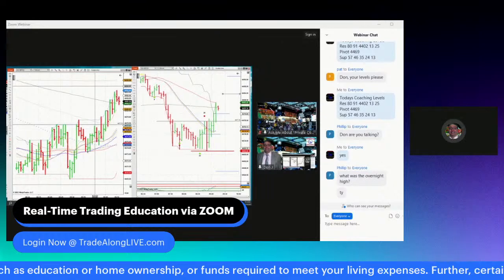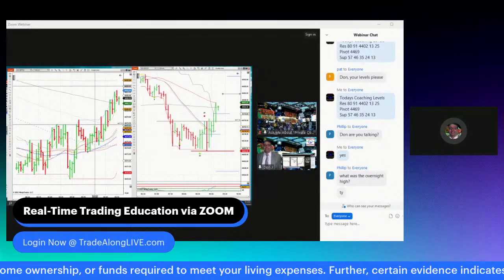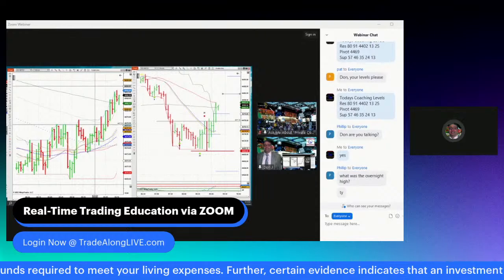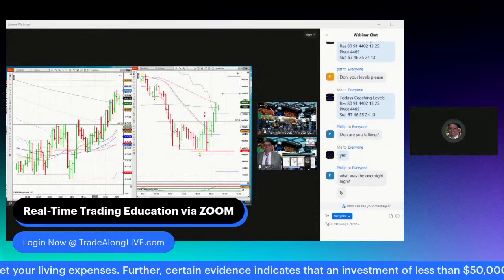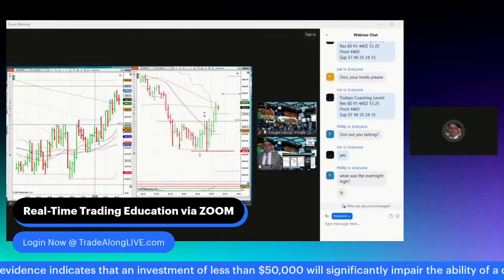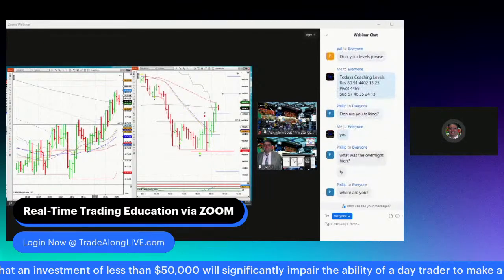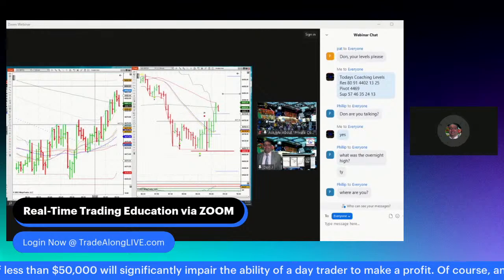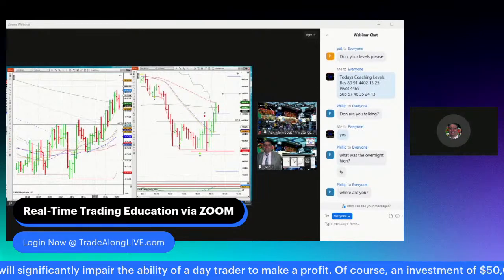Other than that, only thing I can tell you, it's a pretty day at the beach. It's hot, but it's pretty. You gotta love trading. All you need is an internet connection and a laptop, and you're off and running.